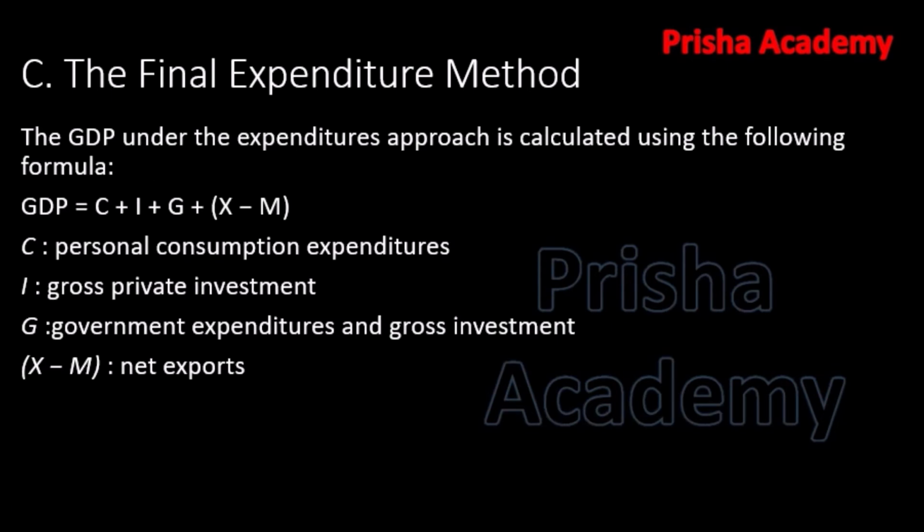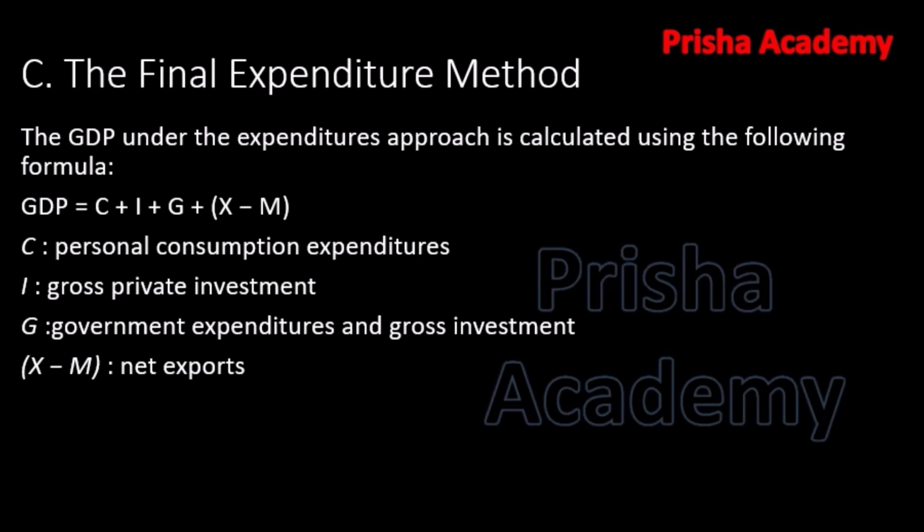So the formula of GDP calculation under the expenditure method will be GDP = C + I + G + X - M, where C is personal consumption expenditure. This includes all the expenditures incurred by persons, like when you are buying consumer goods, when you are getting your haircut, when you are spending on health, etc., which are calculated under C. Then comes I.